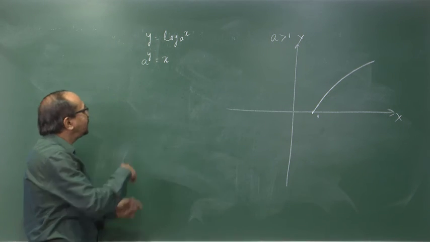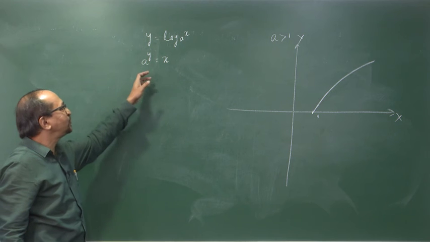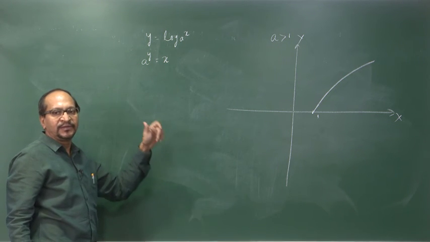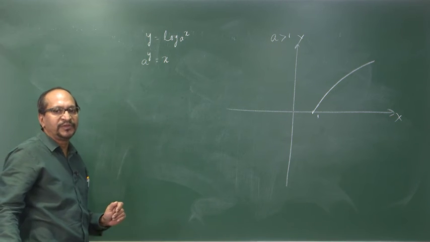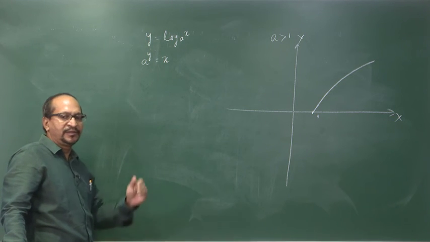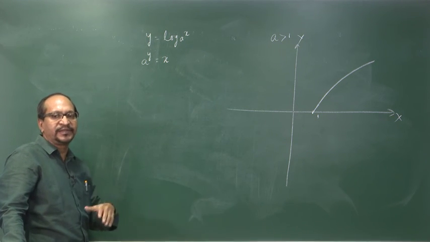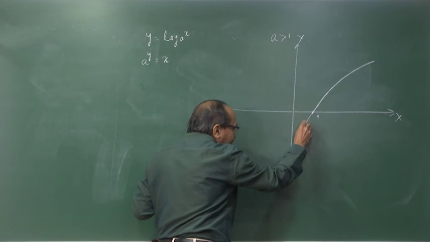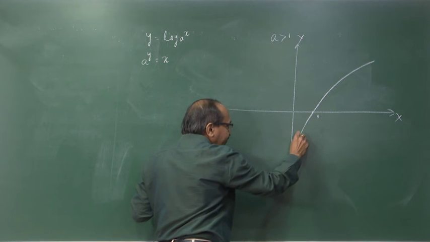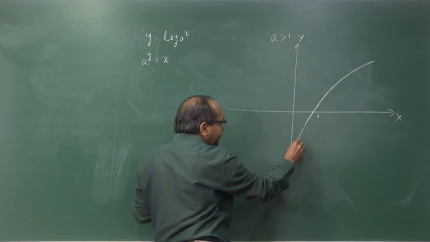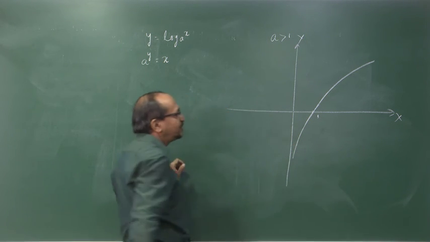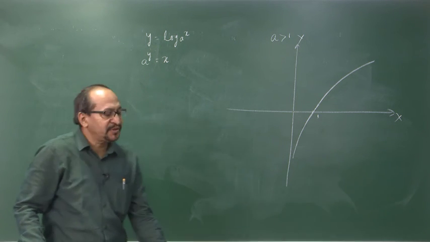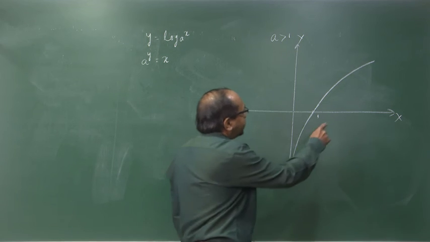And what about the negative values of y? Suppose y is equal to minus 1, x is equal to 1 by a, y is equal to minus 2, x is equal to 1 by a square. So, the denominator is increasing, means the ratio is decreasing. So, the value of x is decreasing as the negative value of y is increasing, and it is approaching 0 at infinity. So, this is the situation when a is greater than 1.